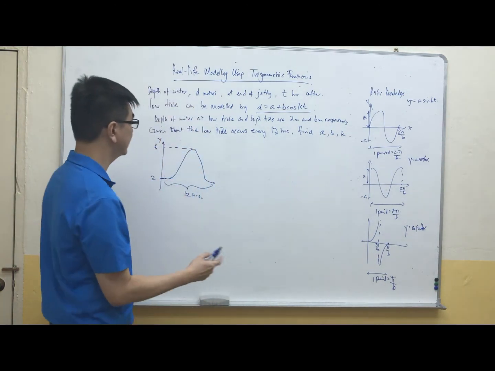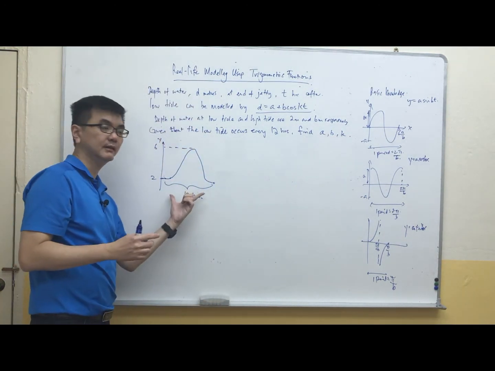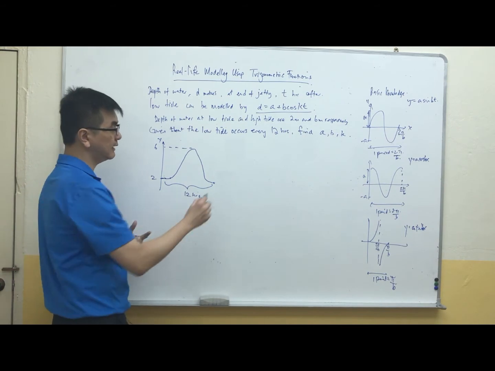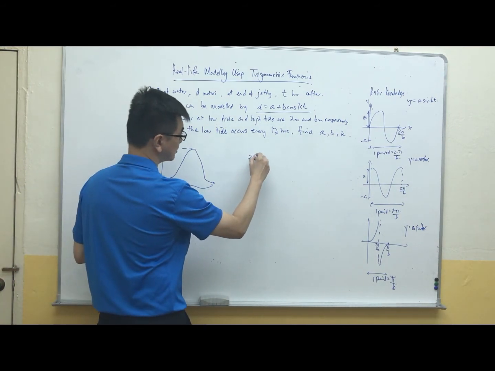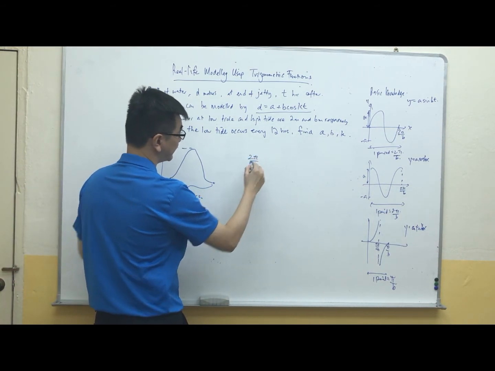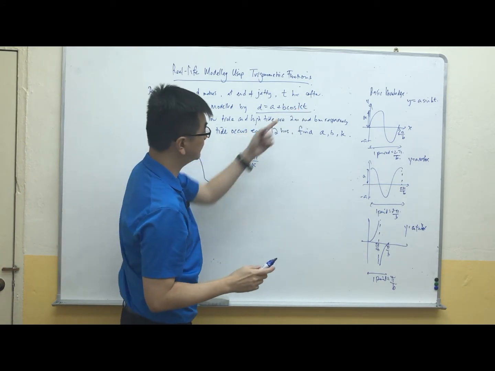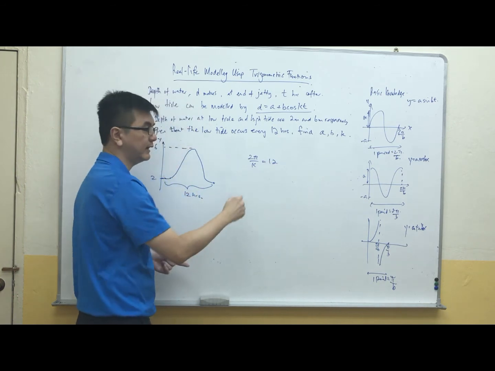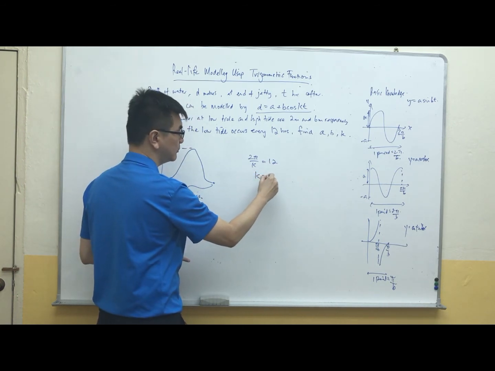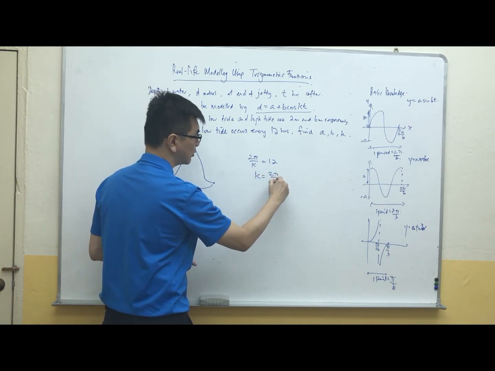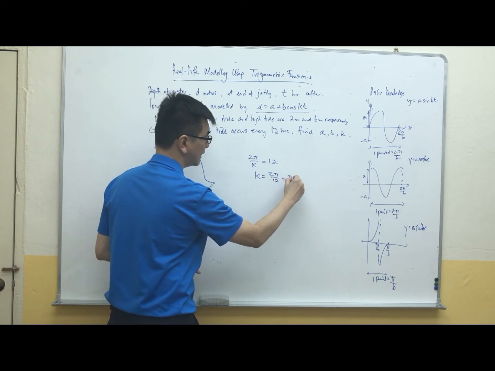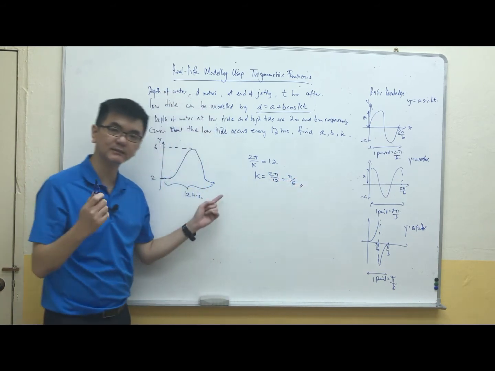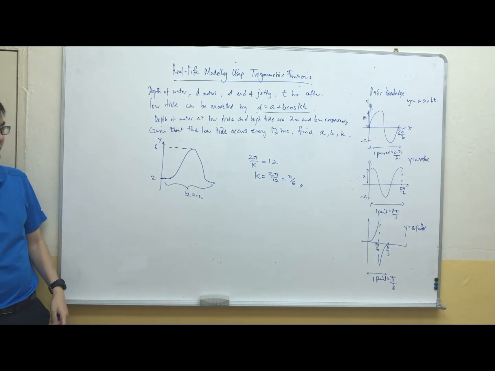Starting with k first. Knowing that my period is 12 hours, I can set 2 pi over k, where k is the coefficient of t in the cosine function, to be equal to 12, and my k therefore would be 2 pi over 12, which gives me pi over 6. So that's my first unknown, k, which I have found.